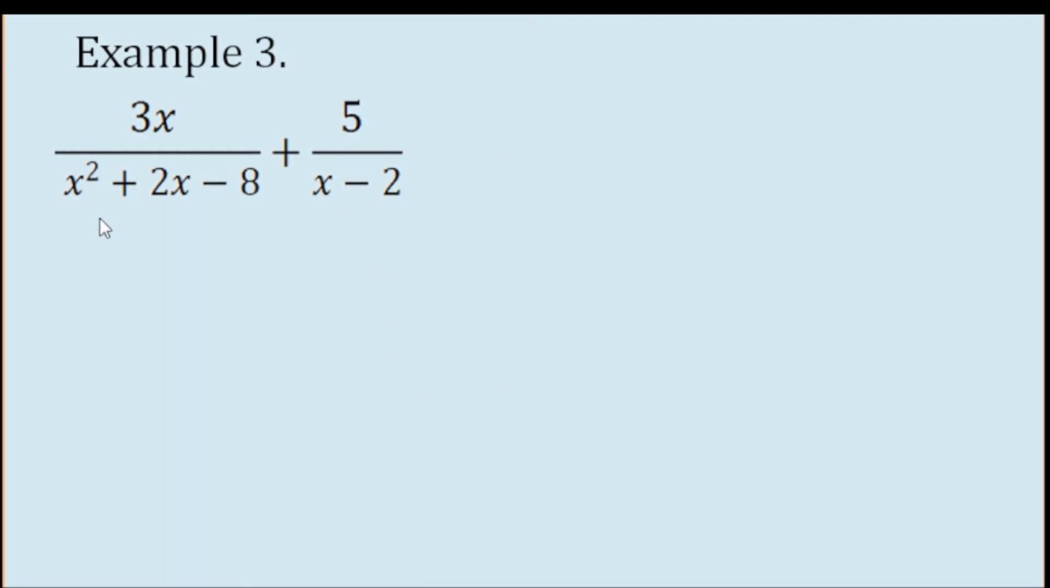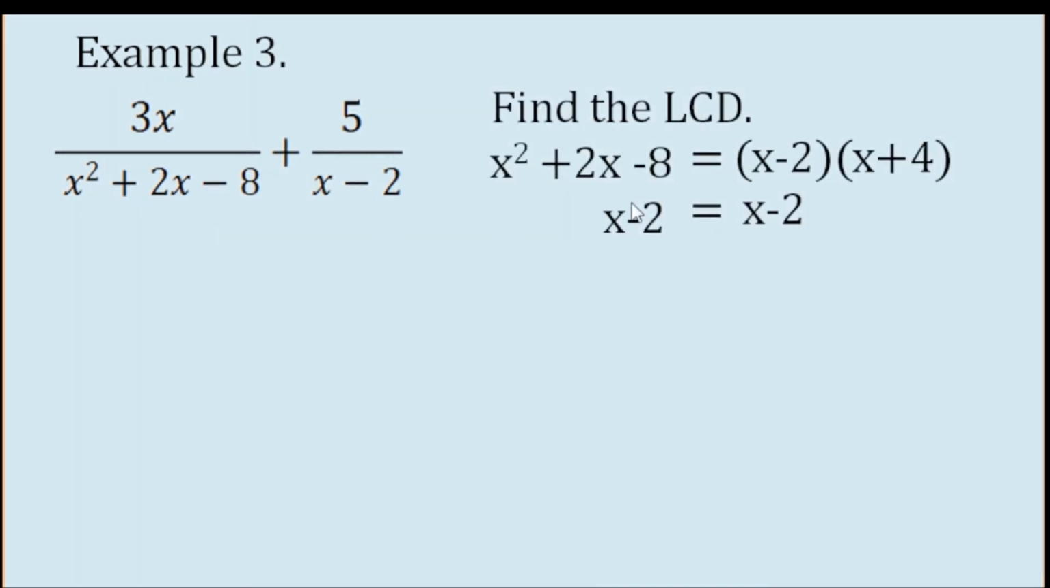Another case here is this one. The denominators are not the same, but the other denominator is factorable. So we will find the LCD. The factors of x squared plus 2x minus 8 are x minus 2, x plus 4. And x minus 2 cannot be factored anymore, so it's just x minus 2. Now, notice here that this x minus 2 is a common binomial factor. We'll just count it as 1. And then what is left here is x plus 4. So we'll bring it down. So this is our LCD: x minus 2 and then x plus 4.